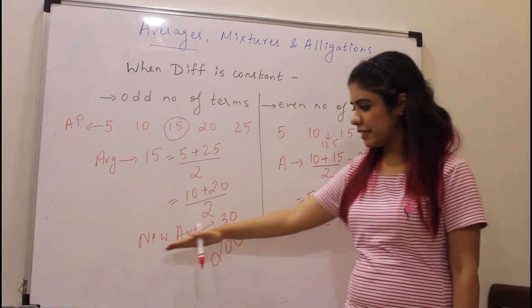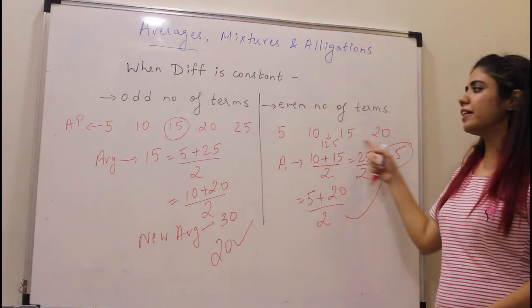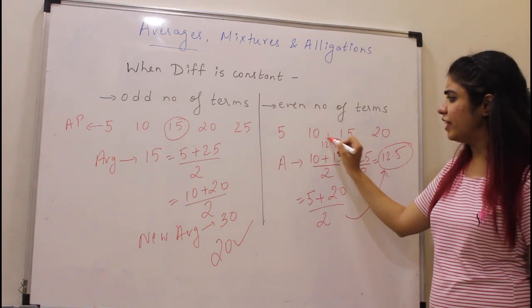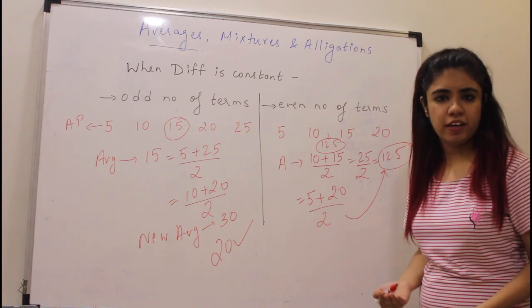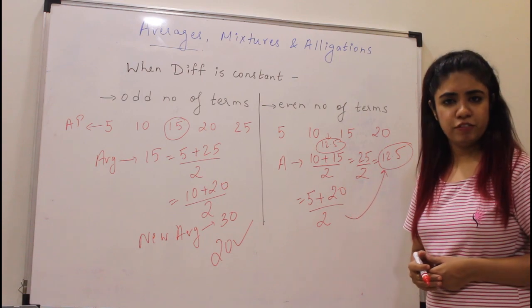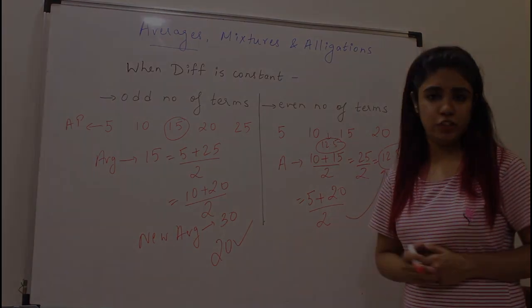The similar case happens here. Just as the average got doubled there, same is the case here. If I double every term, your average 12.5 will also get doubled, so it will become 25. If I decrease everything by 5, your average will also decrease by 5. So that is the concept of basic averages.